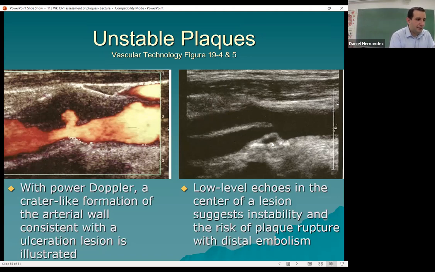Here's another plaque. Anytime we see these plaques that have these dark central areas that look like intraplaque hemorrhage, these have a very high risk for rupture and distal embolization. So these patients are much higher risk for potential stroke. Here with power Doppler, we could see this crater formation of this ulceration in this plaque.